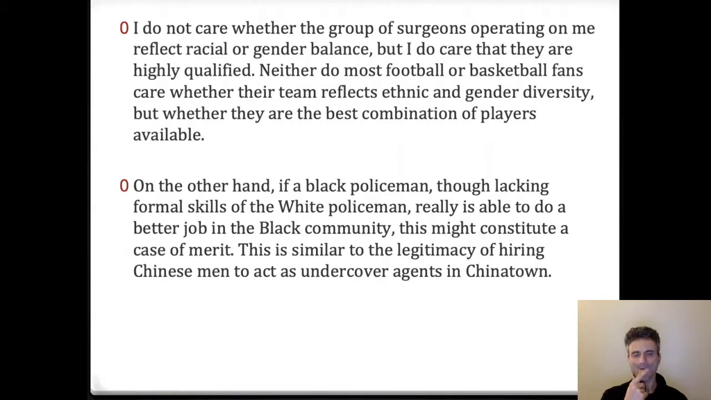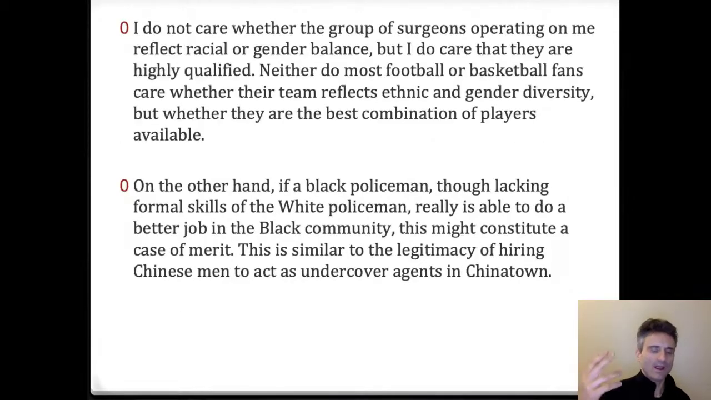Diversity could work, Pojman points out, in a situation where there is, for example, a black community that doesn't respond well with white cops. So a black policeman might be, even if less qualified than the white policeman, would make sense because he would be able to carry out his duty in a better way than the white policeman. Okay, so there is a good reason in this sense.